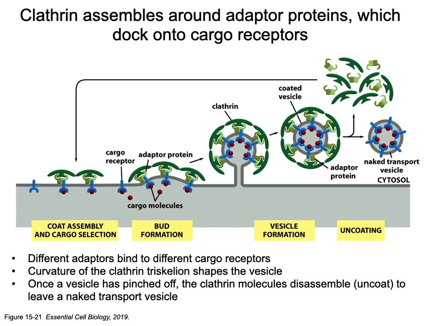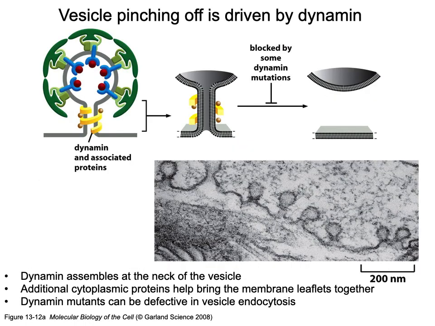So we're going to look a little bit more at the vesicle pinching off. Here in this figure we can see where that dynamin and associated proteins are going to be wrapping around. We can see in that electron micrograph how there's kind of a coil going around the neck of the vesicle, again allowing for the vesicle to be free so we can have endocytosis occurring. Okay, and if we have mutations to dynamin, this is actually going to cause deficiencies in vesicle formation.